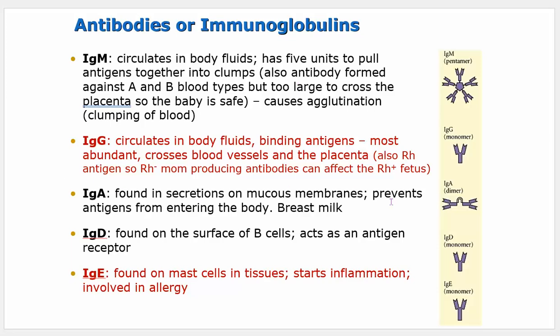IgA is found in secretions, we mentioned that, found in breast milk. IgD is on the surface of B cells, so that's what B cell receptors are before they become IgG. IgE, I have the IgG and the IgE in red here, because we're going to talk about them more. Those are found on mast cells and tissues, and that can start inflammation, and those are involved in those allergies.